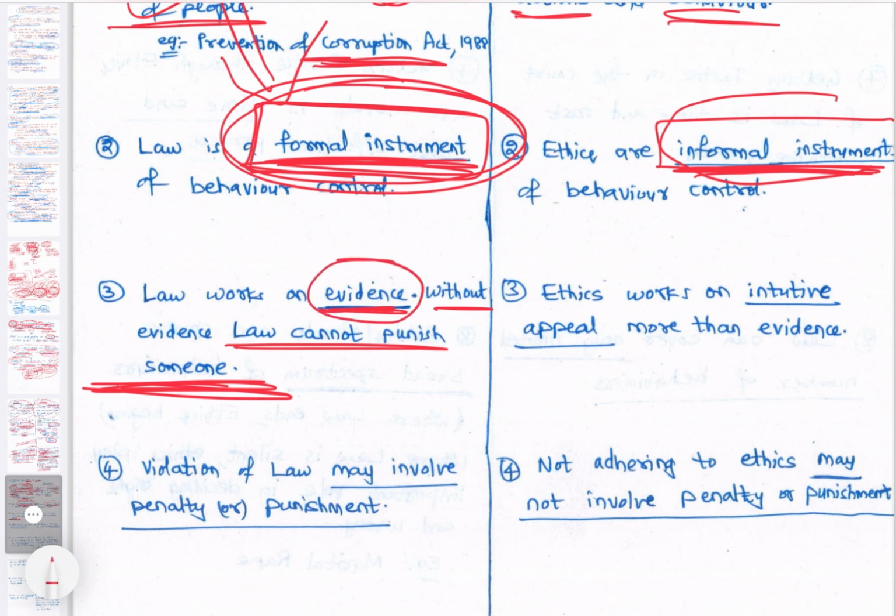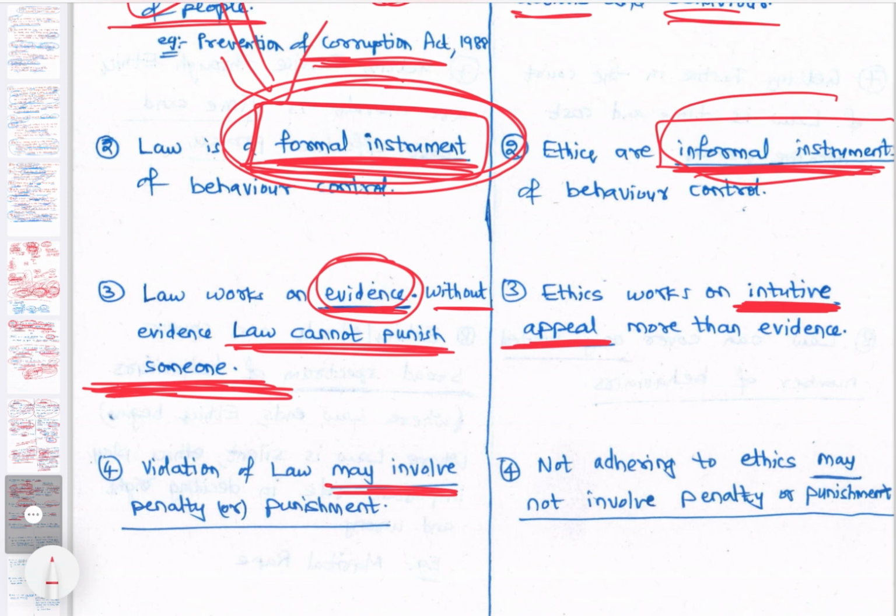Say if you are involved in corruption, you need evidence. Say someone is involved in murder, there has to be evidence. Someone is involved in some crime, there has to be evidence. So law cannot punish someone without evidence. And ethics works on intuitive appeal more than evidence. Intuition, भाई क्या सही है क्या गलत है, इंट्यूटिव अपील पे वो होगा.